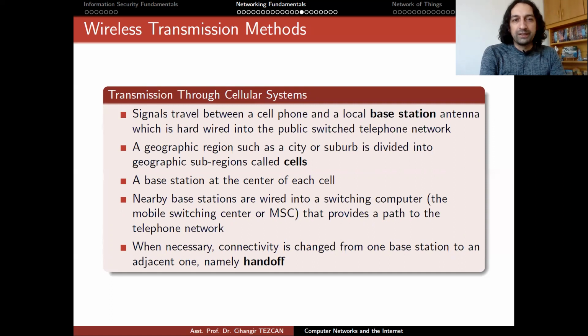So let's move on to transmission through cellular systems. Signals travel between a cell phone and a local base station antenna, which is hardwired into the public switched telephone network. A geographic region such as a city or suburb is divided into geographic subregions called cells, with a base station at the center of each cell. The nearby base stations are wired into a switching computer, the mobile switching center, that provides a path to the telephone network. When necessary, connectivity is changed from one base station to an adjacent one, namely handoff.